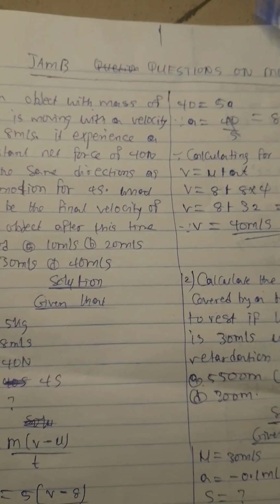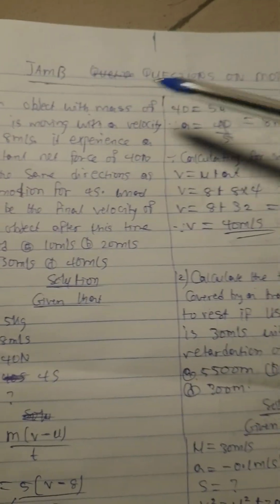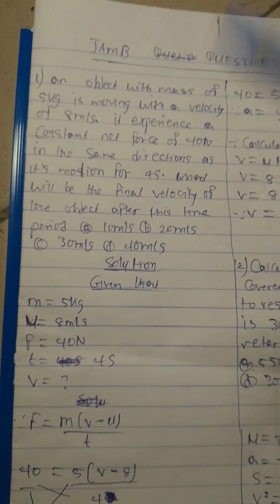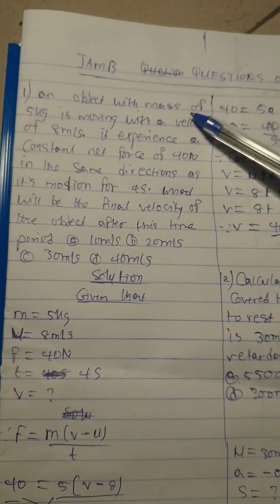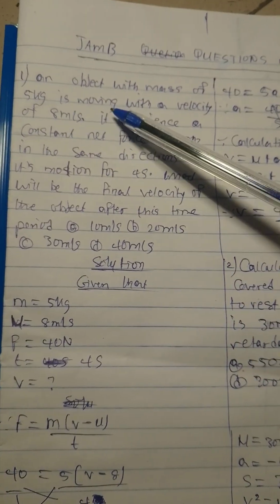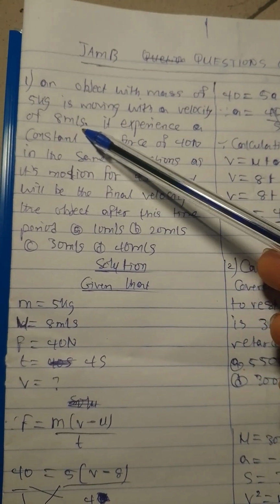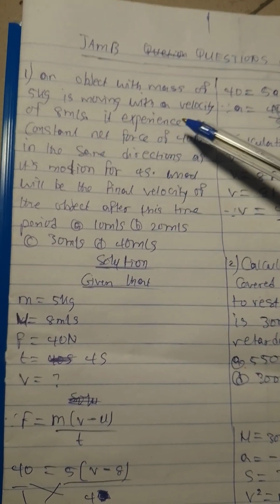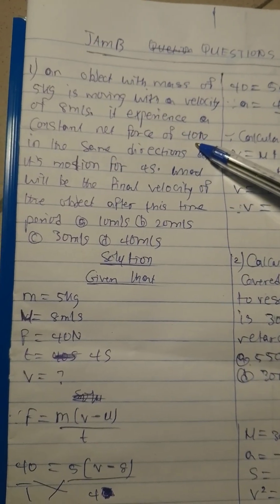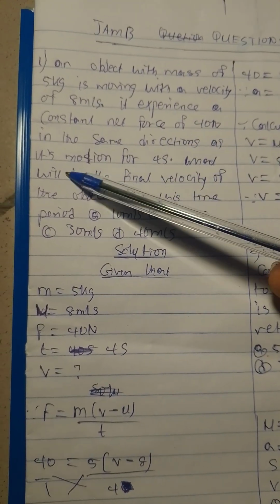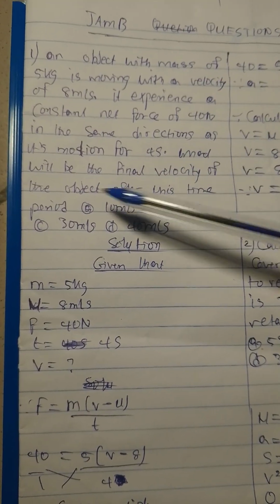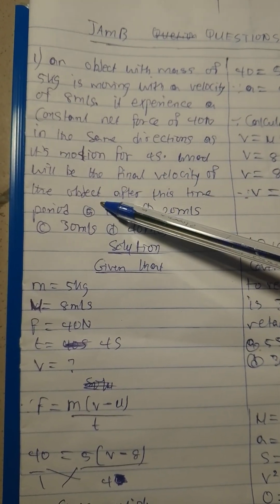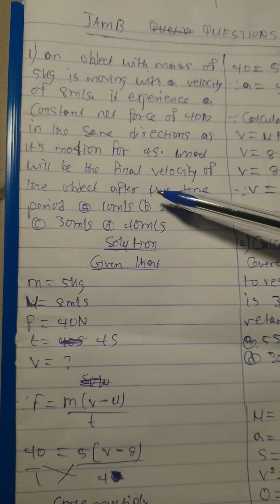This is a continuation on jump questions on motions. Now we have this question. An object with a mass of 5 kg is moving with a velocity of 8 meters per second. It experiences a constant net force of 40 newtons in the same direction as its motion for 4 seconds. You are asked to find the final velocity of the object after this time period.